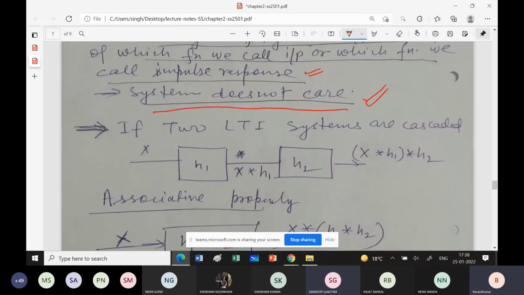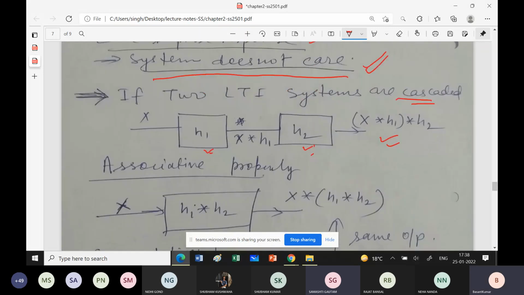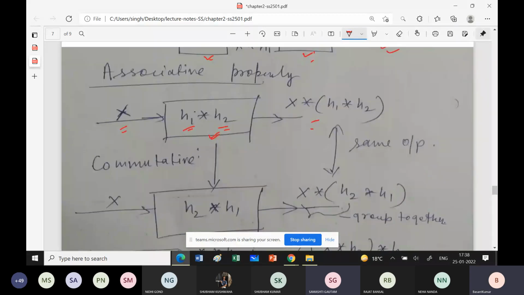Now, if two LTI systems are cascaded, H1 cascaded with H2, this is the response, you can easily figure out, no problem. Now there is the associative property. Suppose the two systems are different. Now there is some system represented by the convolution of two different functions, and you give the input, you get the output, okay.